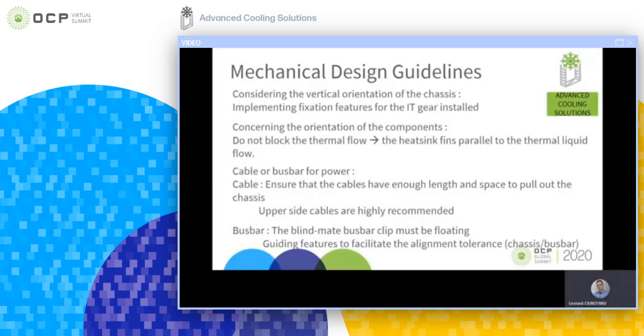Special attention should be given to plug-in components like PCI connectors, since the servers are installed in a vertical position. It could be that some type of fixture needs to be implemented to keep the components from disconnecting.